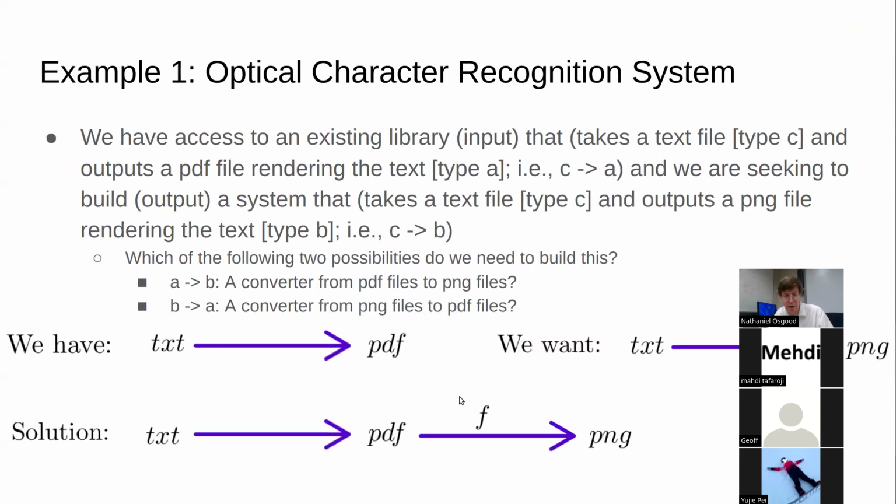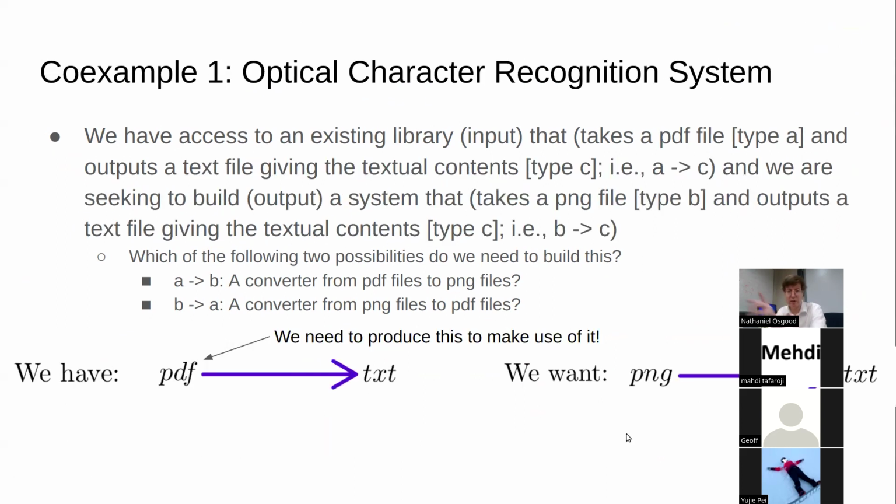That's what we're dealing with here. And so, yes, we want a way of going from a PDF to a PNG, and then we could just compose them, post-compose with this on top of this to get something that goes from a text to a PNG. Are we comfortable with this?